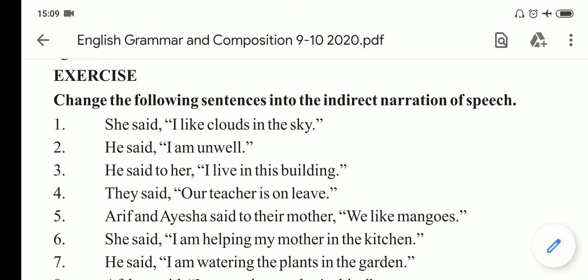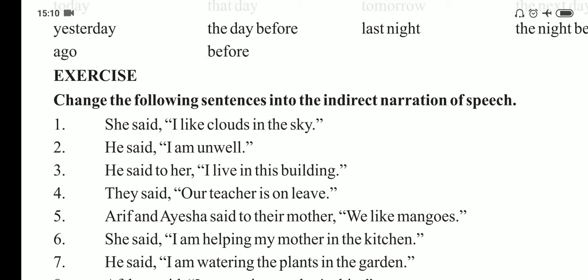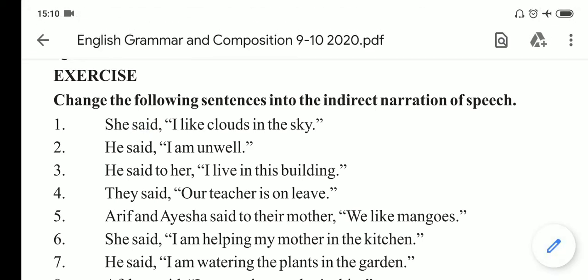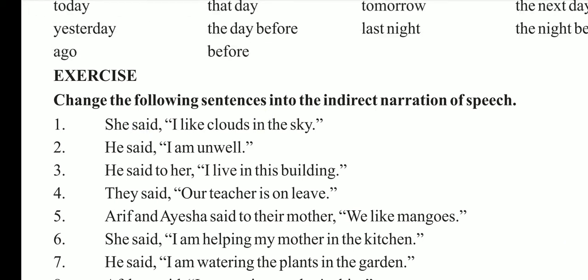So present indefinite will change into past indefinite. So we will change this into I liked clouds in the sky. अगर ये past है reporting speech, तो ये भी किस में convert हो जाएगा? Present indefinite, past indefinite में convert हो जाएगा according to the rules that I have told.